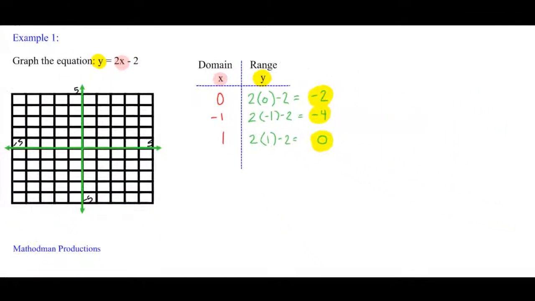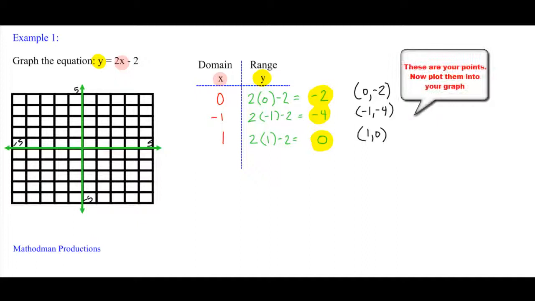Now that you have at least three x and y values, you have three coordinates. First one's 0, negative 2. Second one is negative 1, negative 4. And the third is 1, 0. You only really need 3 points to get a good picture of what your graph looks like.